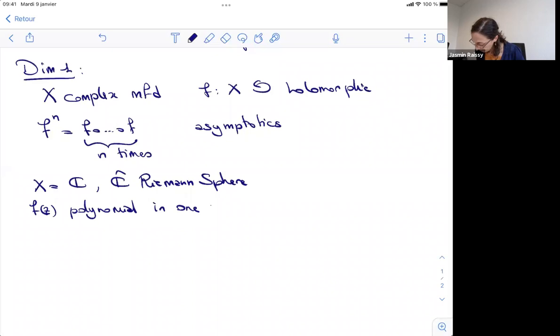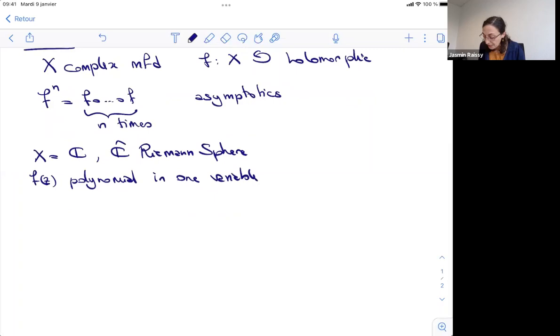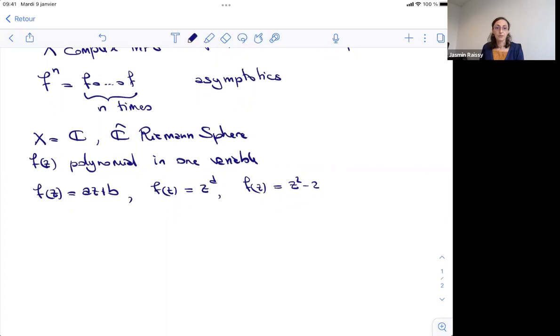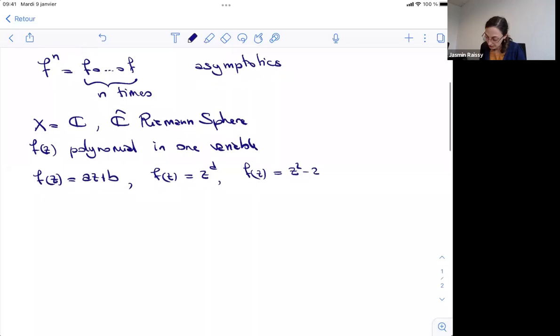The baby examples that I can have in mind: I could take f(z) = az + b, or f(z) = z^d, a monomial map, or f(z) = z^2 plus 2, or minus 2. Let me put minus, it's easy. And actually in this case, we can describe in a very complete way the dynamics, the asymptotic behavior of f iterated n times.